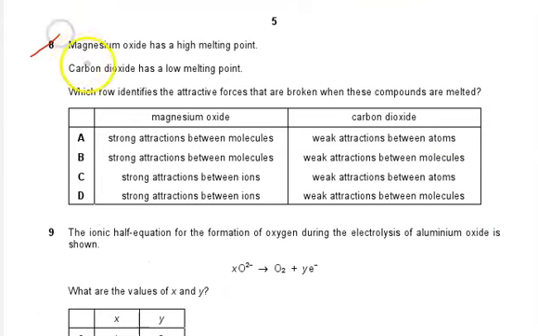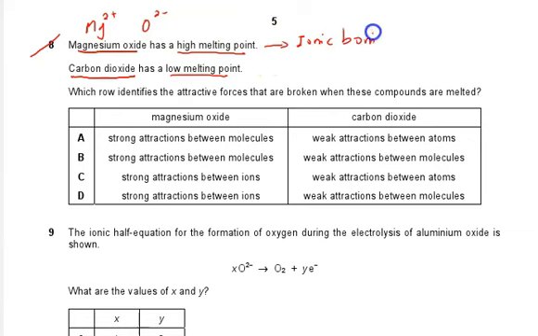Okay, for number 8, magnesium oxide has a high melting point and carbon dioxide has a low melting point. So magnesium oxide, this is a 2 plus, this is a 2 negative. So they'll form an ionic bonding. Okay, this one is an ionic bonding. Now, if you look at carbon dioxide, it's a covalent.